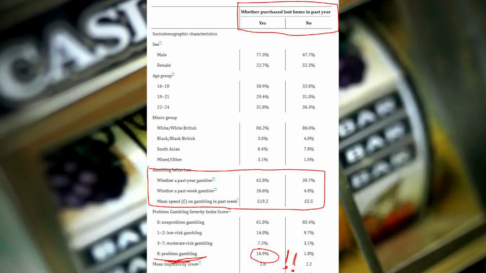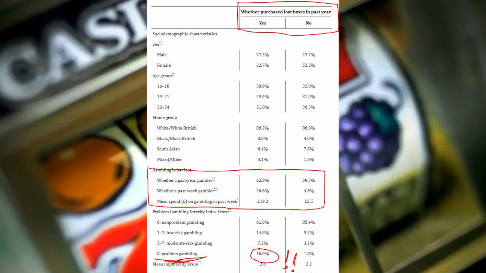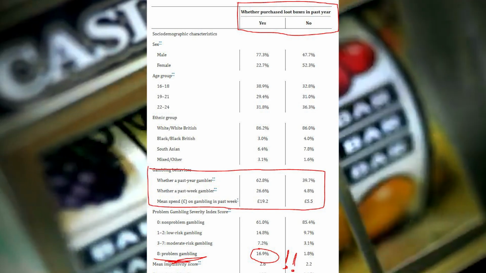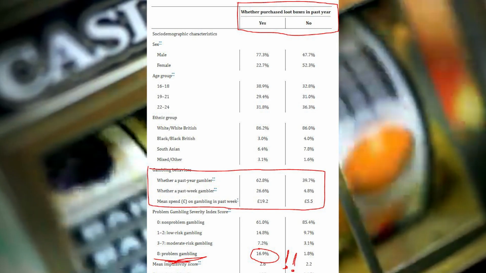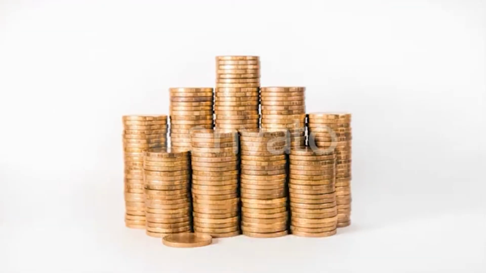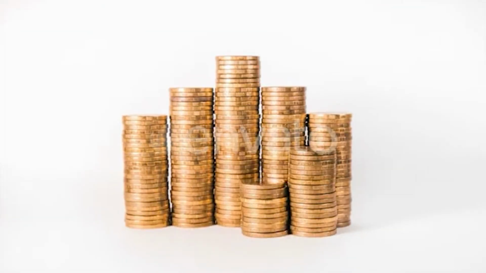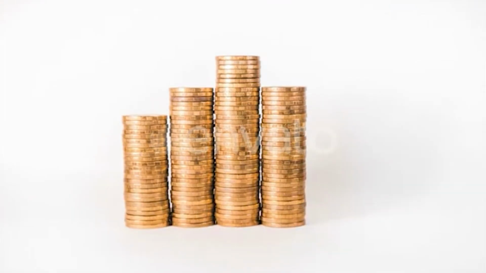Those who hadn't purchased loot boxes saw much smaller numbers, 39% gambling in the past year, 4.8% the week prior, and around £5 spent on loot boxes each week, equivalent to around $7 US. The dark pattern of loot boxes is no different than gambling with real money, and it is evidently an effective design as seen via the amount of returning buyers to the digital casino.